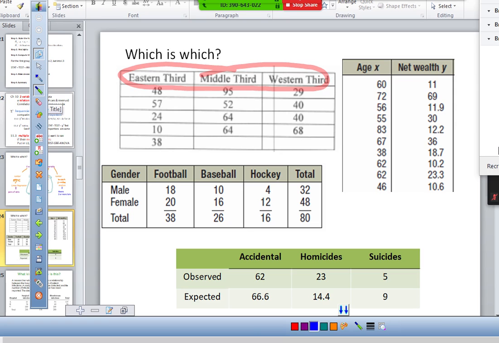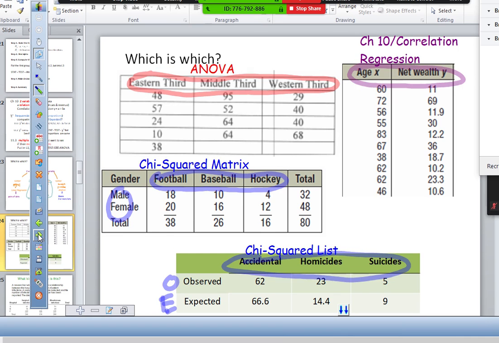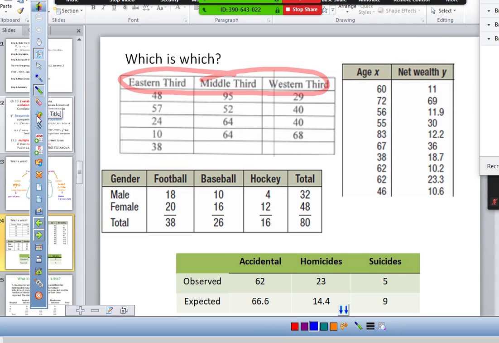I don't know why I can't get my chat up. That's not helpful. Oh, I know what happened.